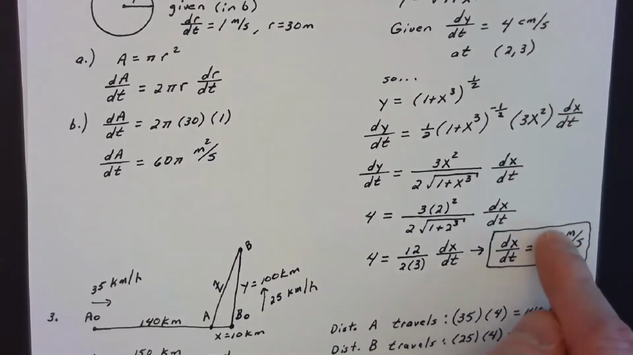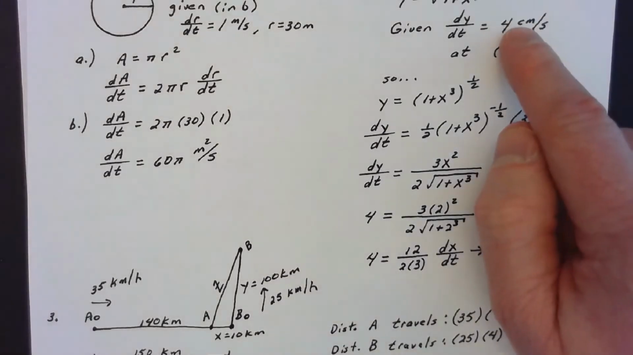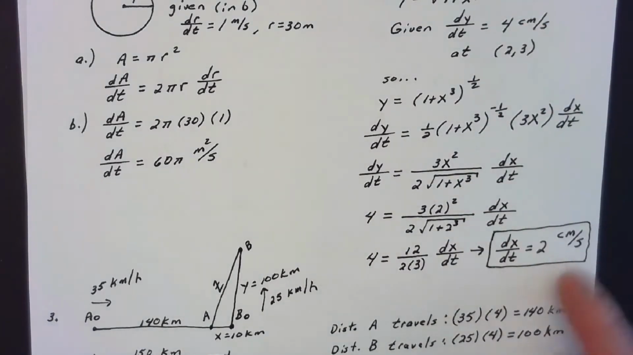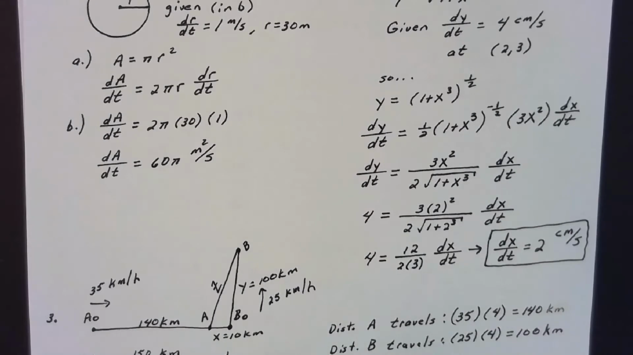Now I know that the answer is also in centimeters per second. It's the exact same measurement as the dy/dt. x and y are measured in the same units in this problem. So we'd say the x-coordinate is changing by 2 centimeters per second as it nears the point (2, 3).